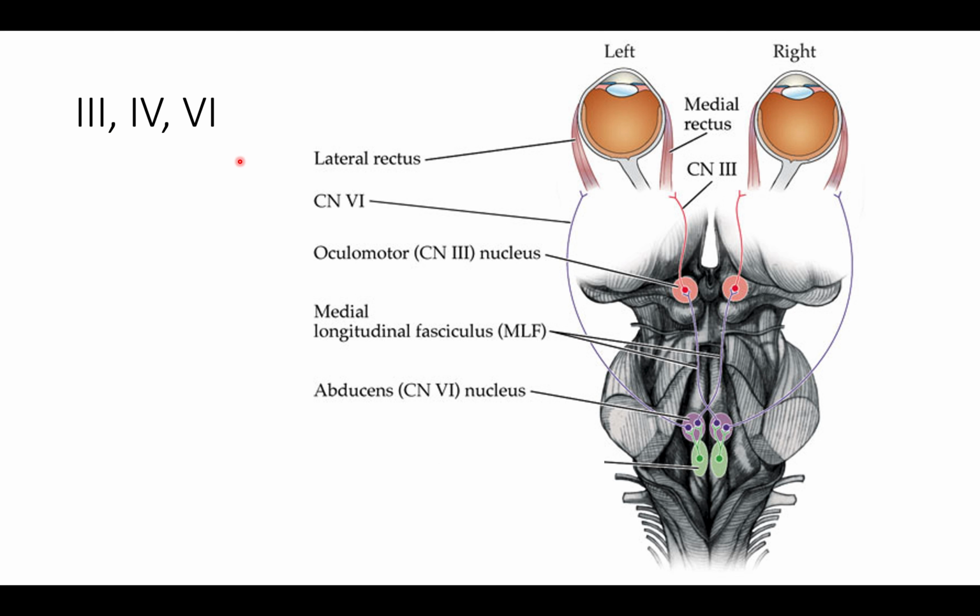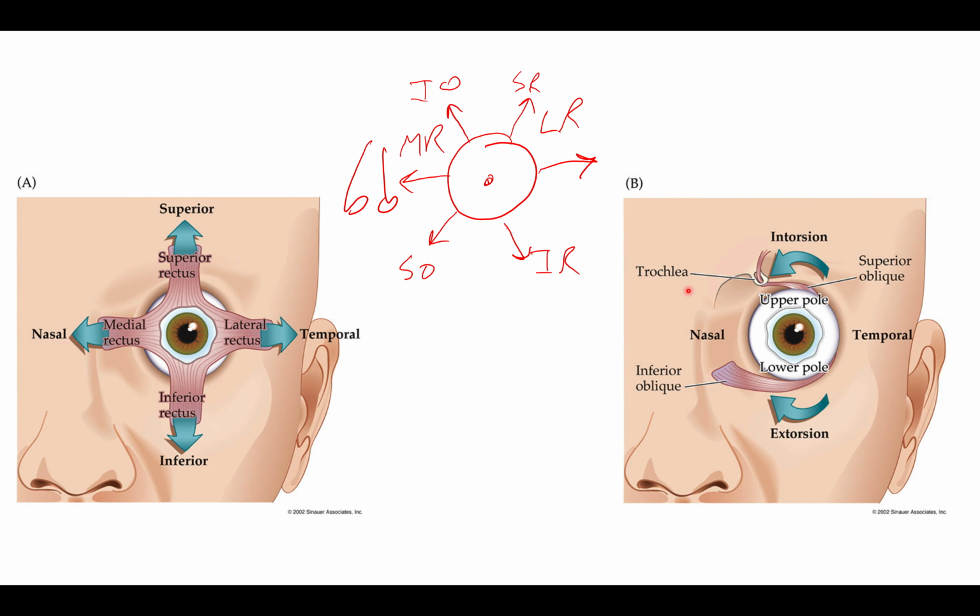This is, as we said, the oculomotor nucleus for the third, fourth, and sixth cranial nerves. So this is the nucleus of cranial nerve number 3, and this is the nucleus of cranial nerve number 6, abducens, right? That's why you have to know the location of the nuclei.